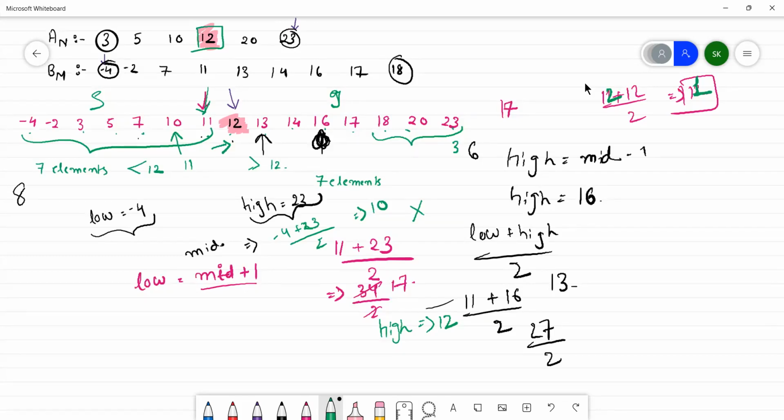Ma'am, we are comparing the total count of numbers with the mid value: the total count of numbers smaller than the mid value and the total count of numbers greater than the mid value. And in this particular question, Rohit, our middle value is not the index, but the number itself.